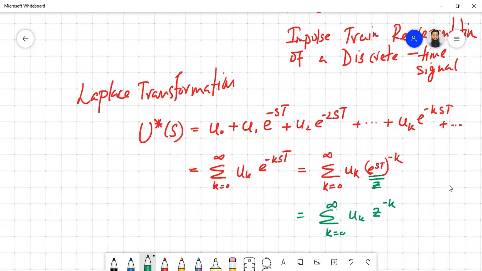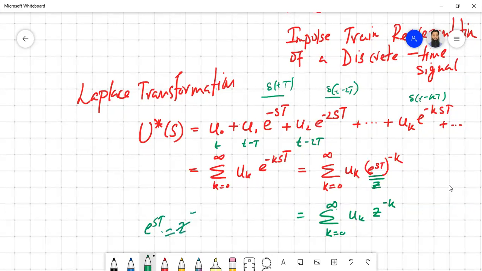At every time instant, this is at t equal to 0, then t minus T, t minus twice T, and so on up to t minus kT. We are actually taking a unit impulse function with a delayed version at each instant. With the assumption that e to the power sT can be replaced by z, this is definition 2 of the Z transformation according to that Digital Control Engineering book.